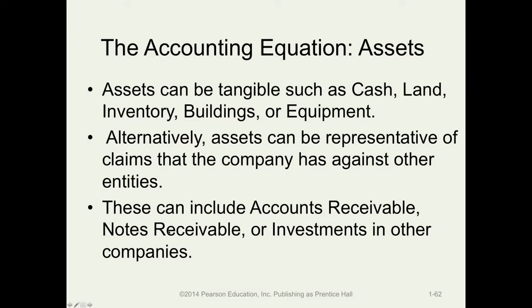Assets could be tangible. Cash, land, buildings, inventory, these are tangible assets. You could also have other assets that are claims to cash. So assets could be claims to cash. They could be accounts receivable. In other words, someone owes you money, so you sell a product on credit. So you would have a debt owed to you.